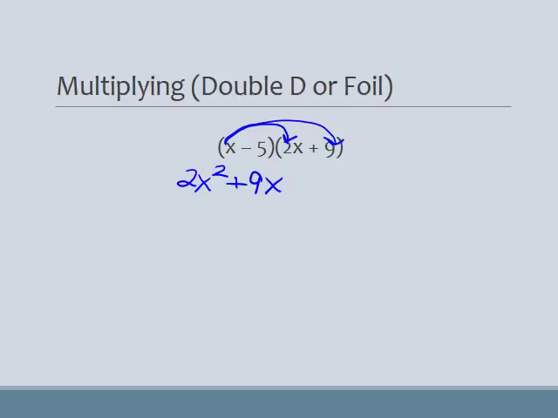Now we're going to take the sign with it, so we're going to take this and we're going to distribute it. So negative 5 times 2 is negative 10x. Negative 5 times 9 is minus 45. Then I'm going to combine my like terms, so I get 2x squared minus x minus 45.